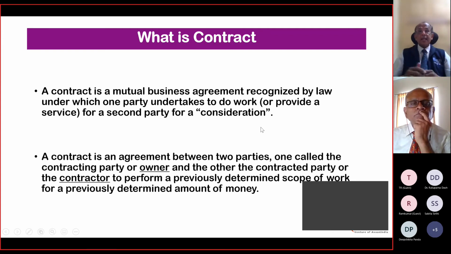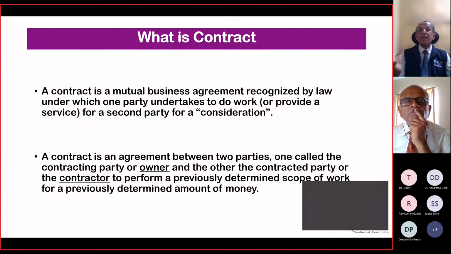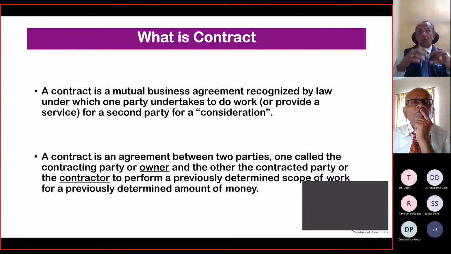A contract is an agreement between two parties. One is called the contracting party or owner, and the other the contracted party or contractor, to perform a previously determined scope of work for a previously determined amount of money. Look at the second definition. It's much more clear. The contracting party is the owner and the other is the contracted party, the contractor, who performs as previously agreed according to the scope of work for a previously determined amount of money, which is called the consideration.